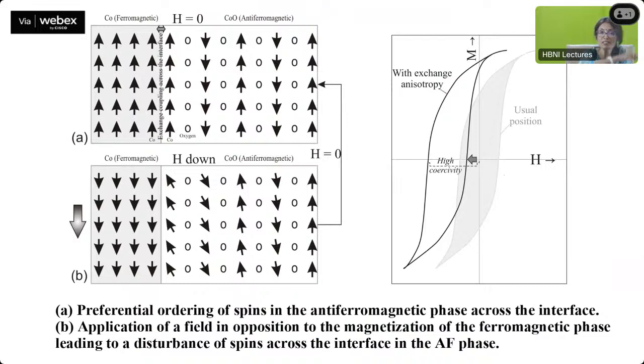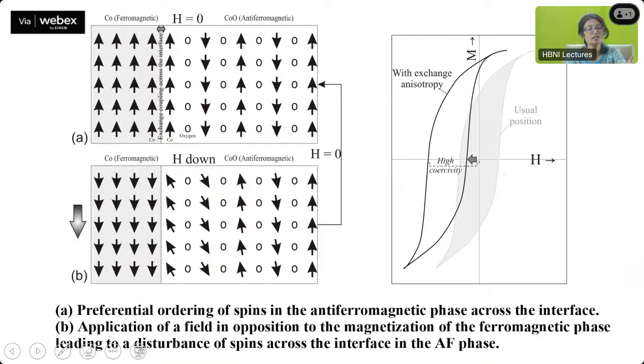So all what I said in the previous slide is explained diagrammatically over here. In case A, you see a preferential ordering of the spins in the antiferromagnetic phase across the interface. So CoO is antiferromagnetic, so there is a preferential ordering. Whenever a field is applied in opposition to the magnetization of the ferromagnetic phase, as you see, the ferromagnetic phase over here is cobalt, it is in this direction. Here you're applying the field down. So what is going to happen?